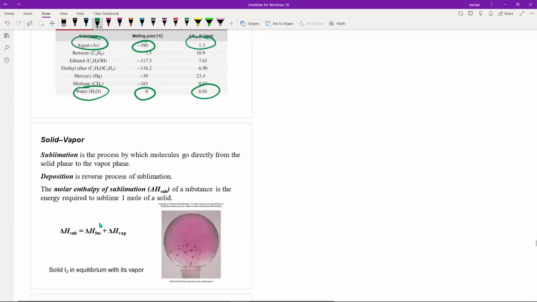We also talked about the solid to vapor transition. That is known as sublimation, and the opposite of that is deposition. So we can also now define the molar enthalpy of sublimation. Delta H with the subscript SUB, meaning sublimation, is the energy required to sublime, or convert, 1 mole of a solid into the gas phase.